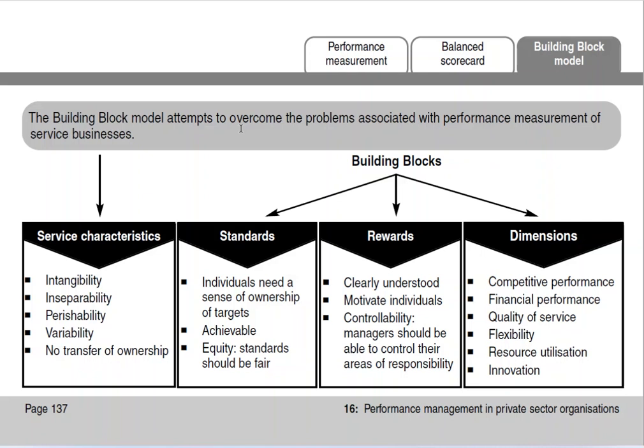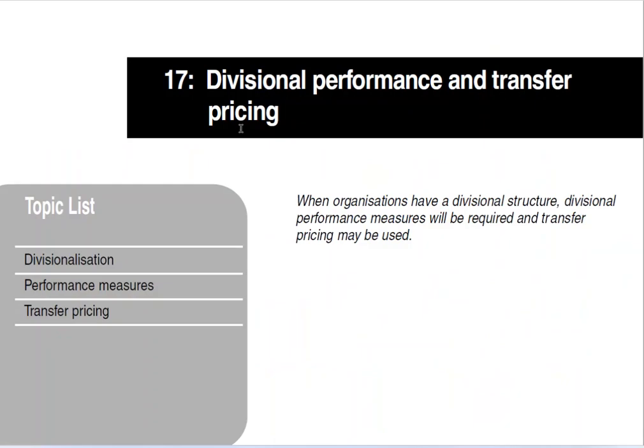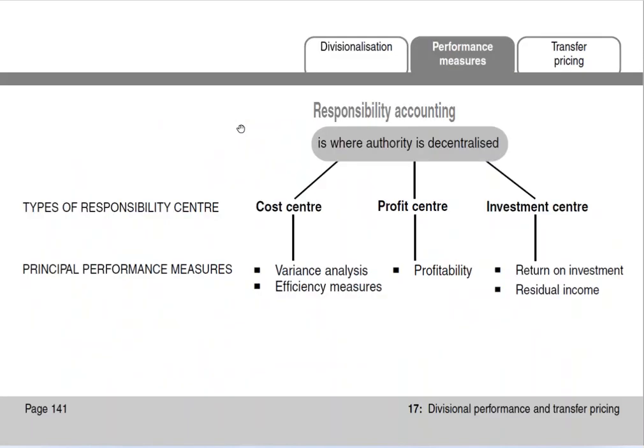Resource utilization. We should try to utilize our resources as much as possible. And then innovation. We should not be the same. We should try to do the service in new ways possible. For example, a barber trying to find new, innovative haircuts. Divisional performance and transfer pricing, I will do this in another video.